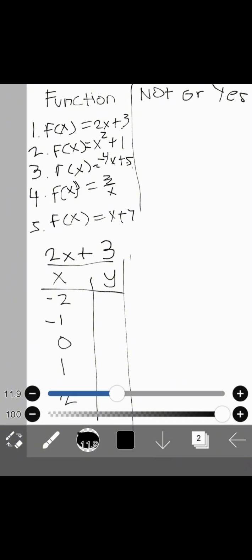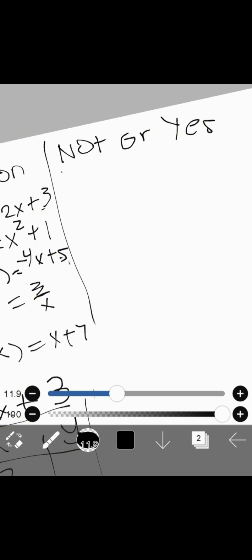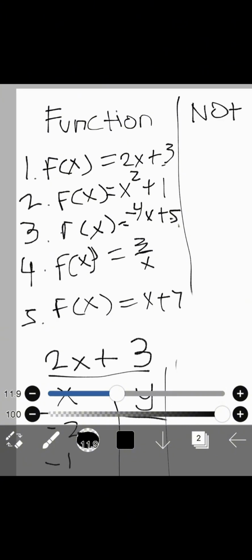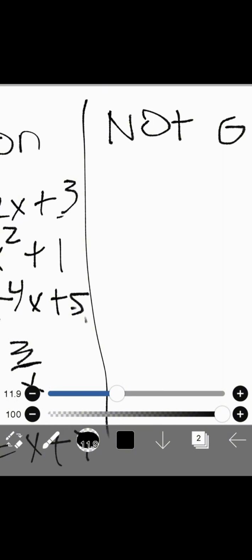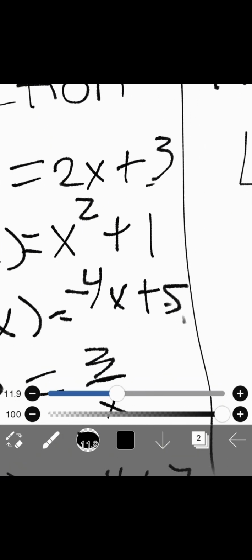Okay, so let's start with an exercise where we look at these functions and determine whether each one is a function or isn't. So let's start with the first one: f of x is equal to 2x plus 3. Just by looking at the function, we can say that it is a linear function, but we have to check if it adheres to all the rules of a linear function, which are: it has a constant rate of change, and for every x value there is one y value.